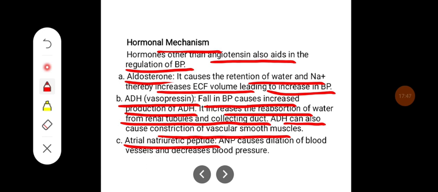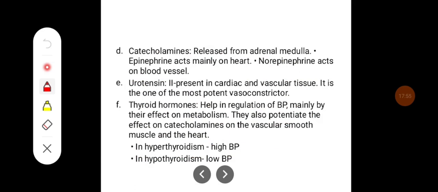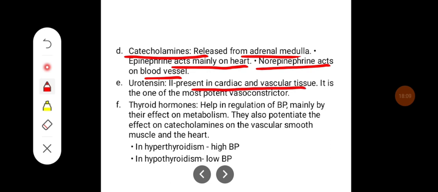Atrial natriuretic peptide, that is ANP, also causes dilatation of the blood vessels, and they tend to decrease the blood pressure. Catecholamines released from the adrenal medulla act mainly on the heart, and norepinephrine acts on the blood vessels. Urotensin 2 present in the cardiac and vascular tissue is one of the most potent vasoconstrictors.